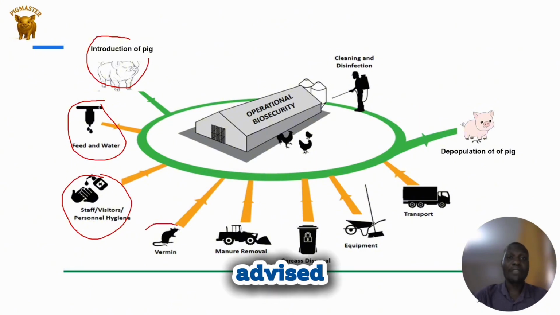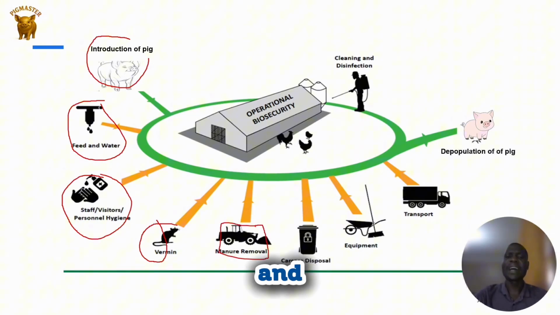You are also advised to control rats and any other pests that can access, because livestock and other animals can be carriers, much as they are not infected by the virus, but they can bring the virus into your farm. Of course, proper manure handling and removal.